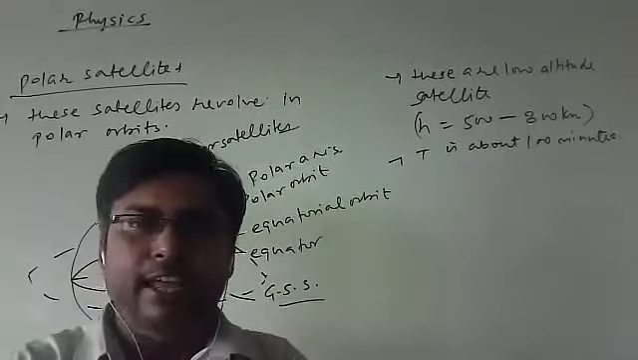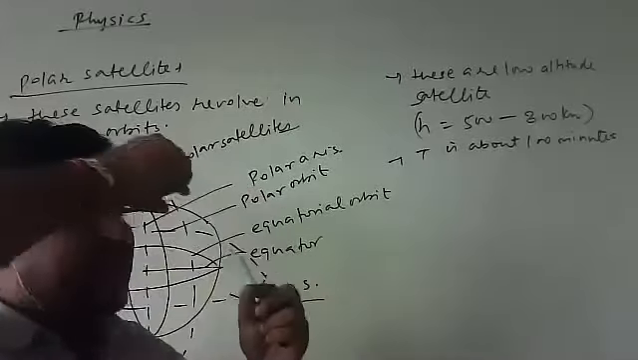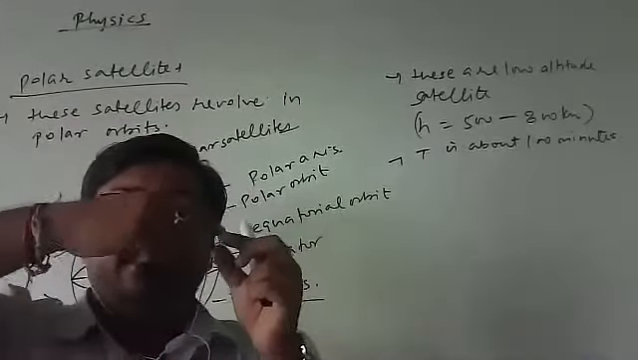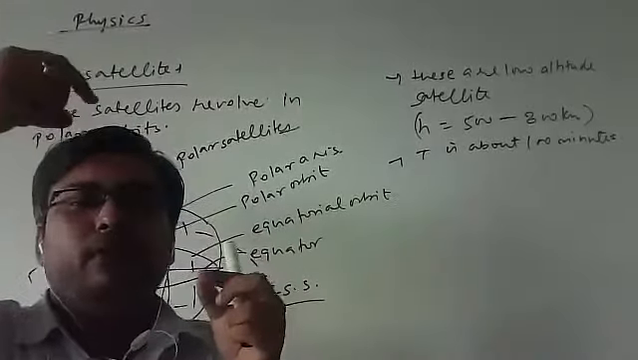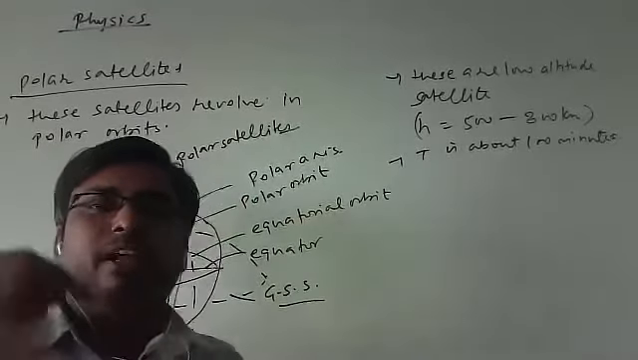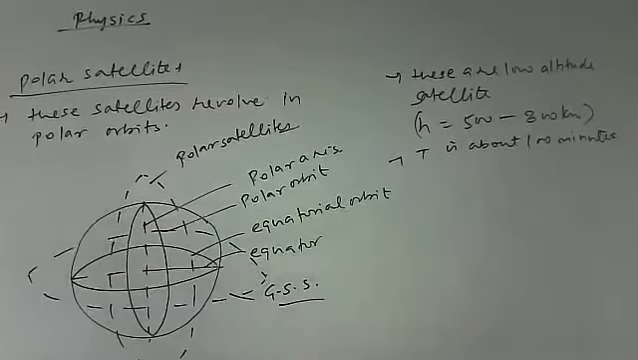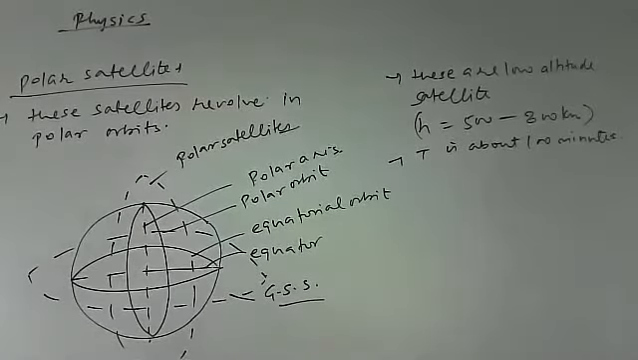In a single day, a polar satellite can take a number of turns around the Earth. In each cycle, it is going to visualize one strip, and in the next cycle one more strip. So with the help of a single polar satellite, we can observe the complete Earth in strips. Time period of a polar satellite is about 100 minutes.